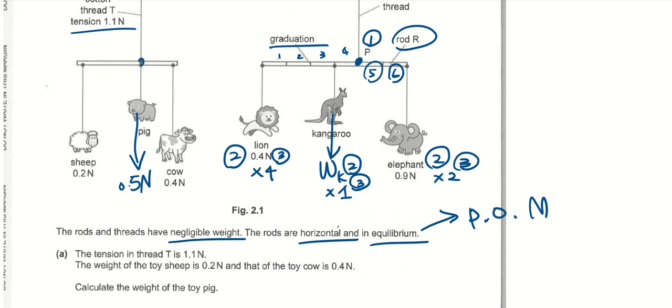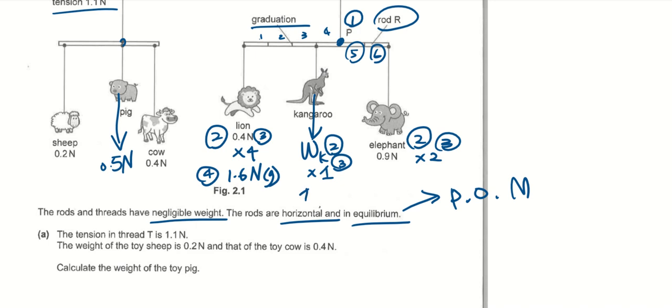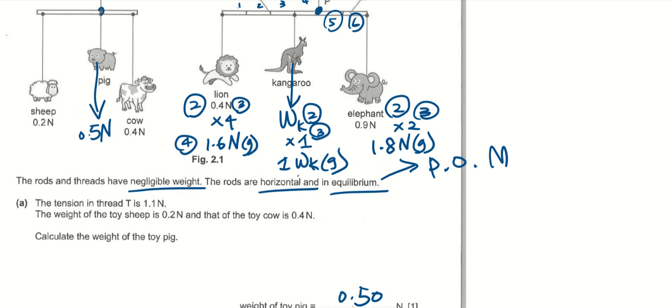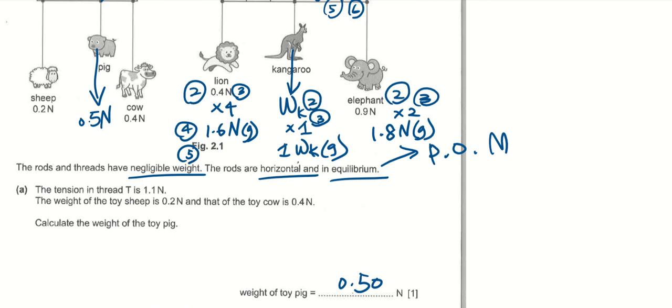Now step 4, which is calculation of moment. So we take 0.4 multiplied by the graduation. It doesn't matter if we do not know the length of the graduations, because in the end, through the principle of moments equation, we can work that out. So here will be 1.6 newton with the graduation, maybe I put G. For this it will be 1 WK and then G, and for the elephant it is 1.8 newton with the graduation. I put graduation because they didn't give us the length. If we know the length, then we can substitute in. Or you can just put one graduation as 1 cm. That works as well.